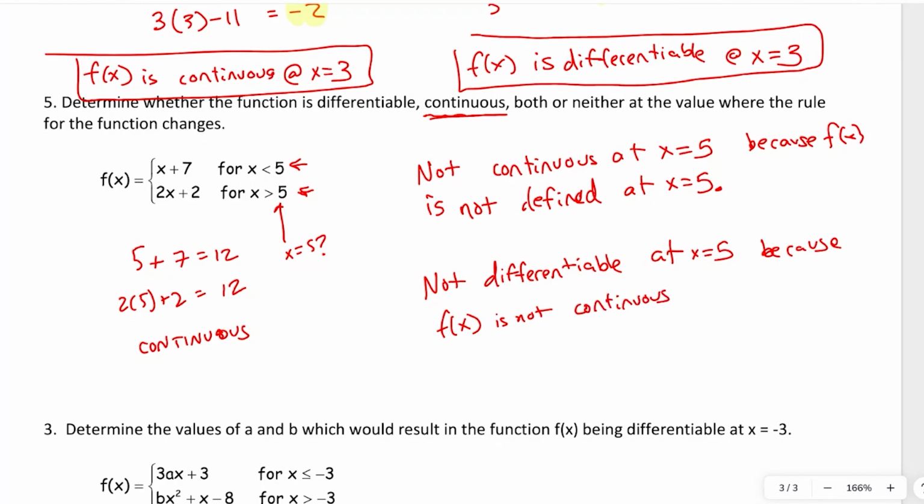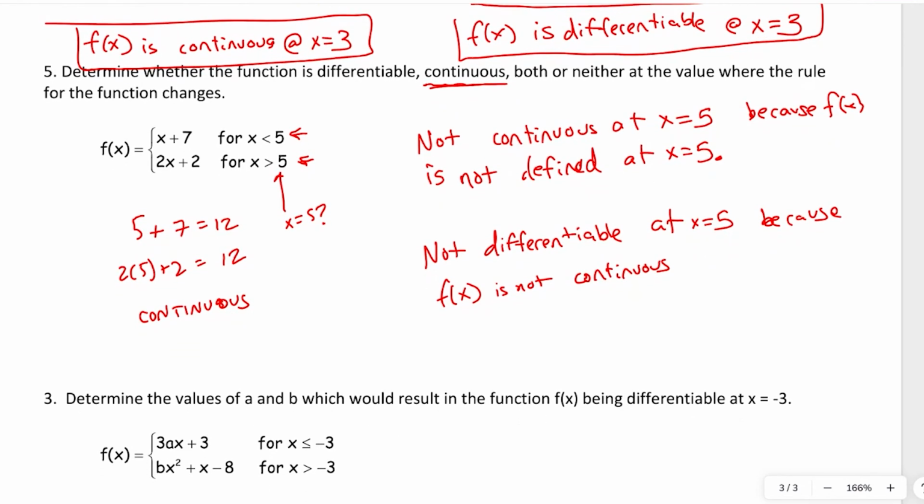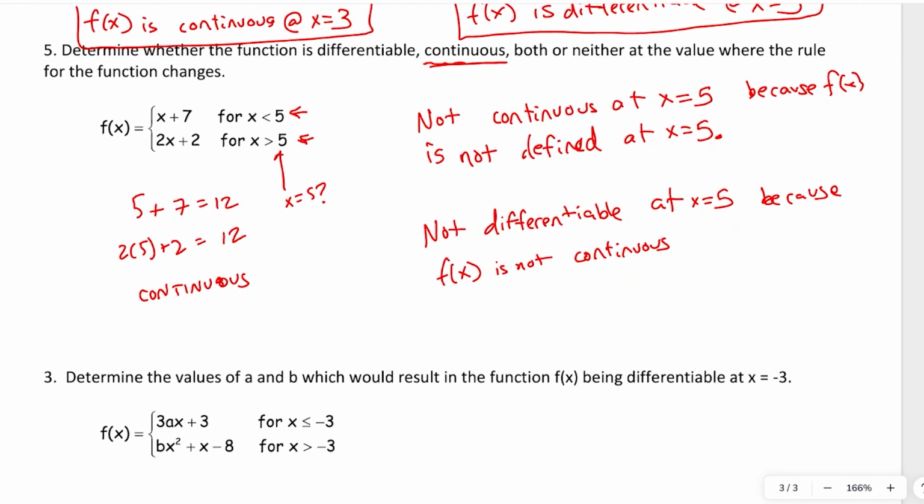Okay, so remember that differentiability implies continuity. If it's differentiable, it is continuous. The reverse is not necessarily true. If it's continuous, we can't necessarily say that it's differentiable. But what we can say is the contrapositive of differentiability implies continuity, which is that if it's not continuous, then it's not differentiable at that x value. So yeah, this one is not continuous or differentiable at x equals 5.